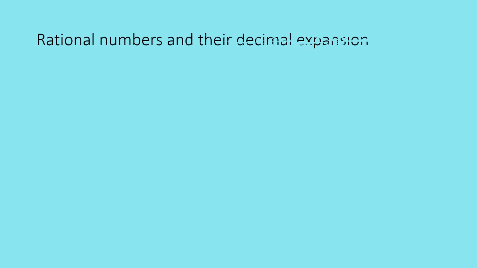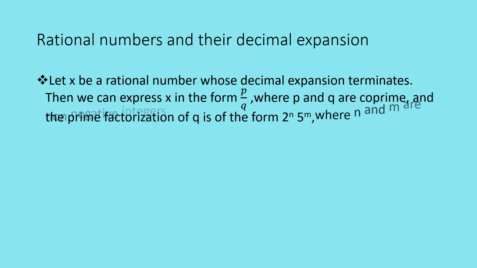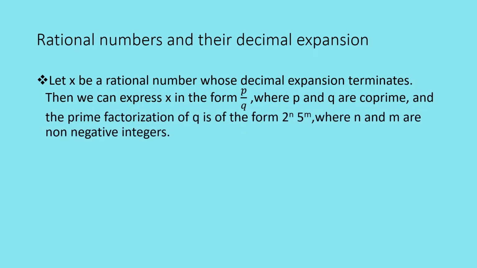Rational numbers and their decimal expansion. That is, seeing the decimal expansion, you can clearly say whether it is a rational number or irrational number. Let x be a rational number whose decimal expansion terminates, then we can express x in the form p upon q, where p and q are coprime and the prime factorization of q is of the form 2 raised to n, 5 raised to m, where n and m are non-negative integers.